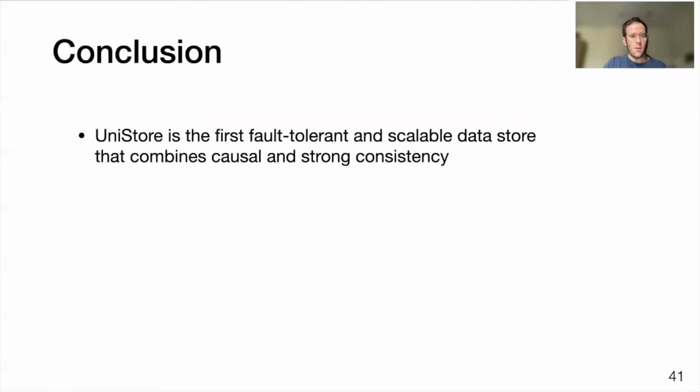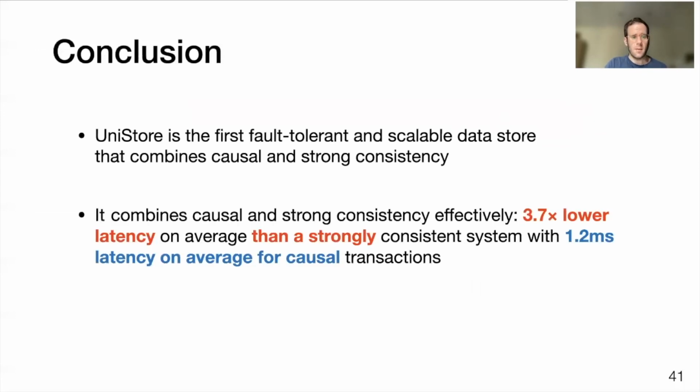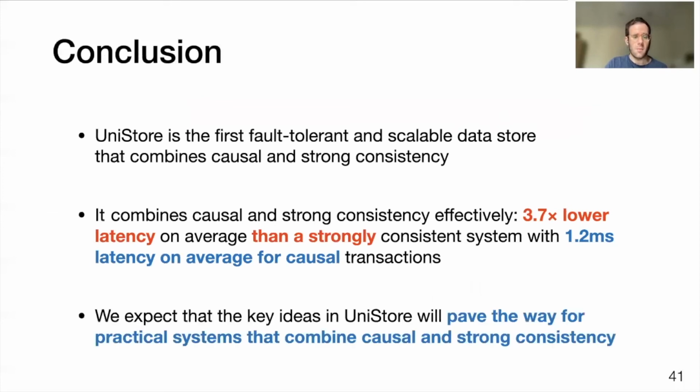This concludes my talk. UniStore is the first fault-tolerant scalable data store that combines causal and strong consistency. It combines both consistency models effectively, and we expect that these ideas will pave the way for practical systems that combine causal and strong consistency.